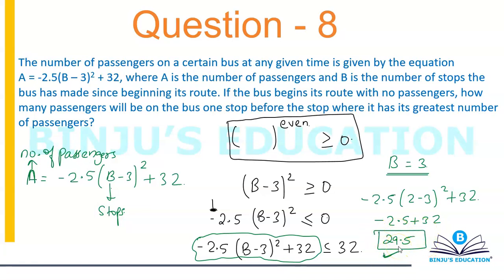You will not have 29.5 passengers. Anyway, it's just a question. In the actual exam, after doing the calculation, they may ask you to find the number of passengers on the bus 2 stops after the stop where it has the greatest number of passengers. In that case, you'll get an integer value for sure. But I hope the concept is clear. That's more important. That's what you need to understand.